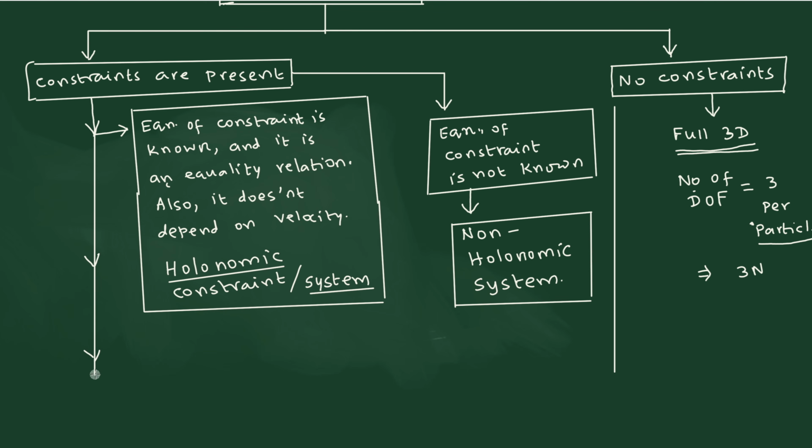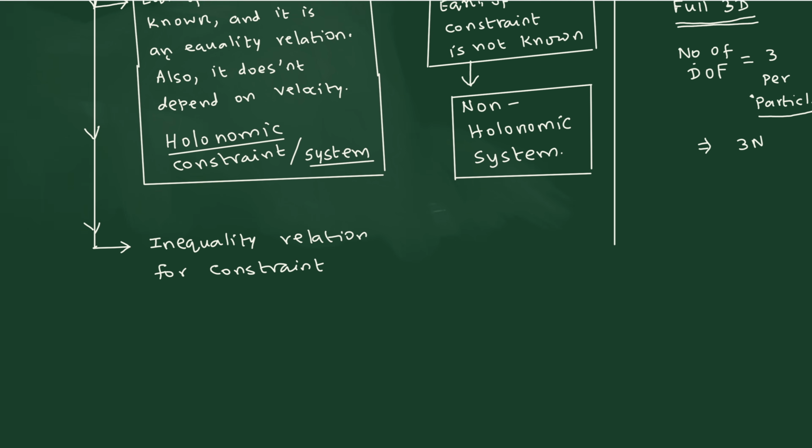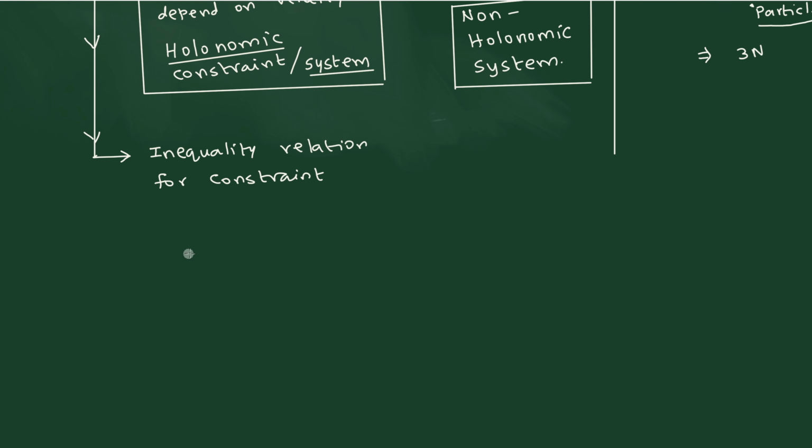So now we are coming to the situation where the equality is replaced by its opposite, which we call an inequality relation. I'll write down that inequality relation for constraint. Suppose you have a physical system whose constraint equation is given by an inequality, then that particular system is known as, once again, non-holonomic.